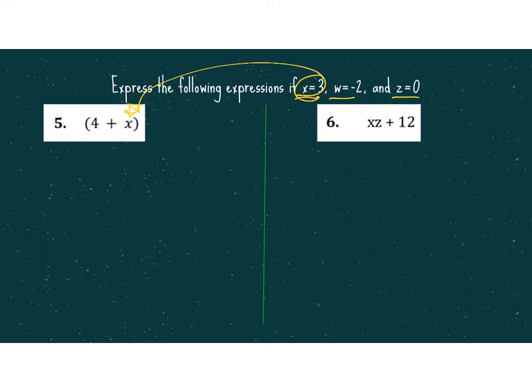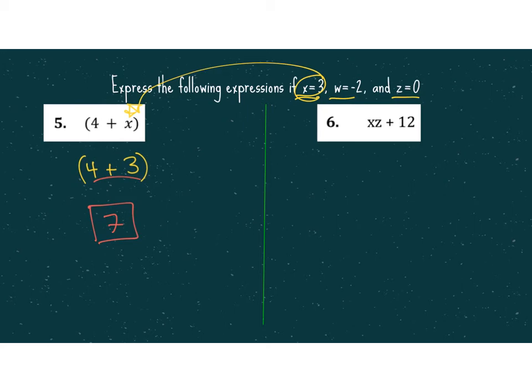I have the quantity of 4 plus x. I'm gonna go ahead and take that 3 and plug it in for my x. So I've got 4 plus 3. It's written inside parentheses, but there's nothing actually outside of the parentheses, so I don't even need to worry about those parentheses anymore. All I have here is 4 plus 3, which is 7.